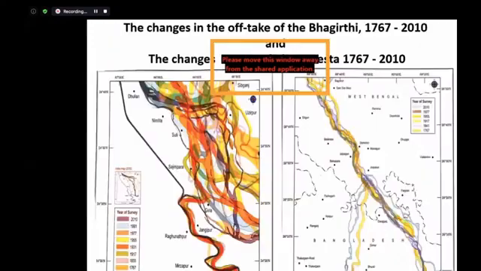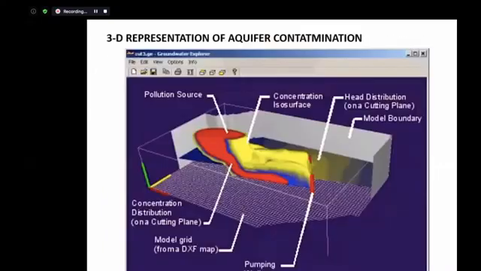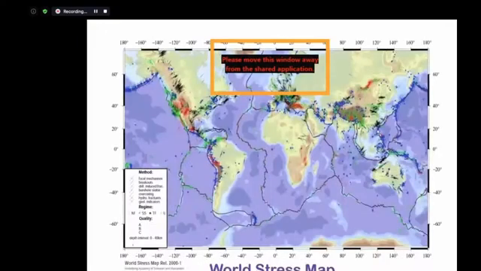So this is a trend analysis of the Ganga River in Murshidabad. This is the sedimentation status of Hirakud Reservoir. You can see the change of sedimentation. We can also use microwave remote sensing to assess the aquifer contamination zones. Well stress map, this is also prepared by using GIS.